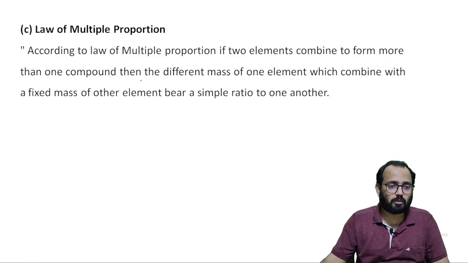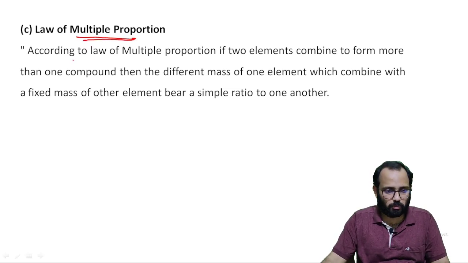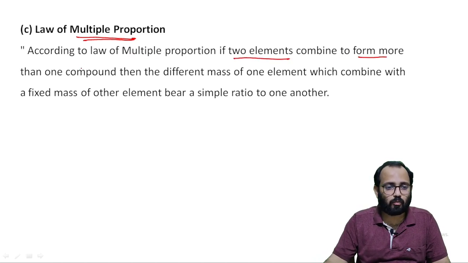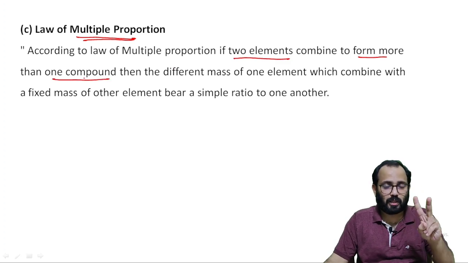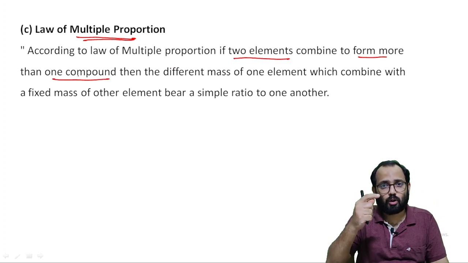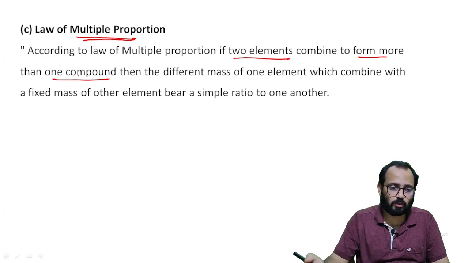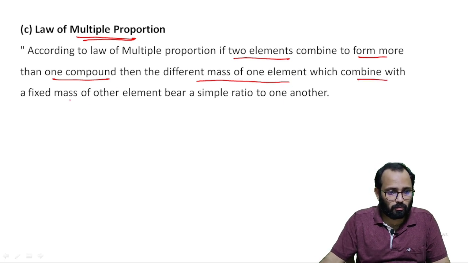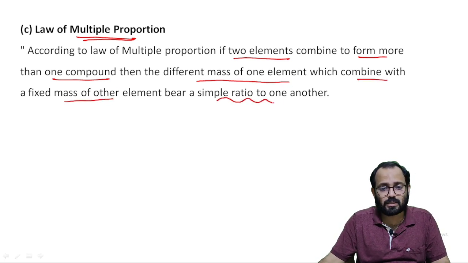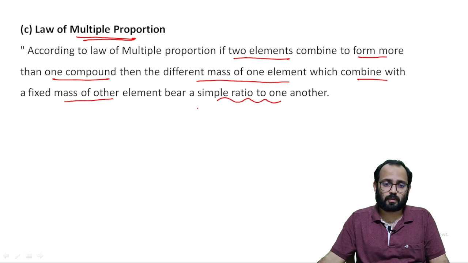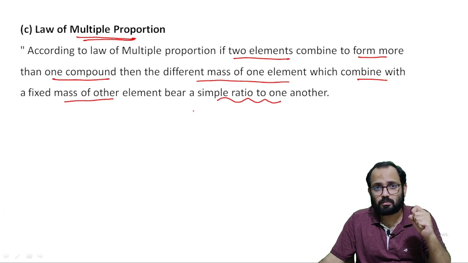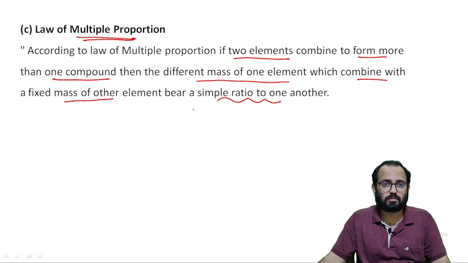Fine. And the third one is the law of multiple proportion. Let's find out what this law is. According to this law, if two elements combine to form more than one compound, let's say it is producing two compounds, then the different masses of one element which combine with a fixed mass of the other element bear a simple ratio to one another. The different masses of one element which combine with the fixed mass of the other will be in a simple whole number ratio. I'll explain.